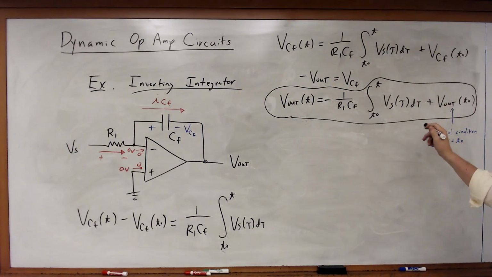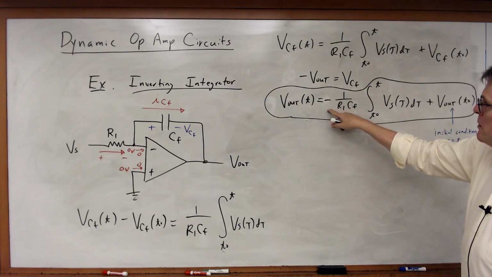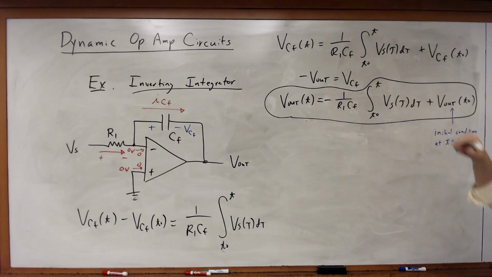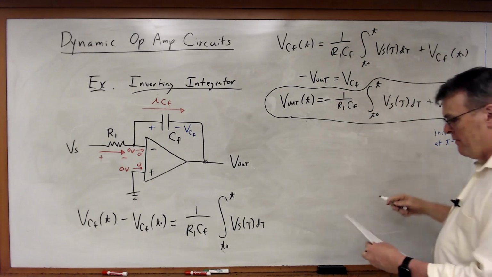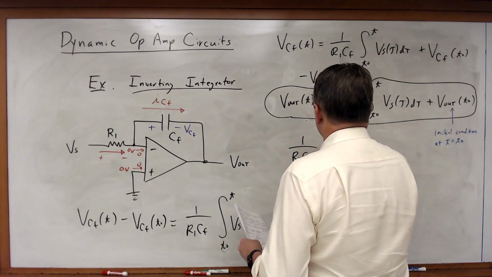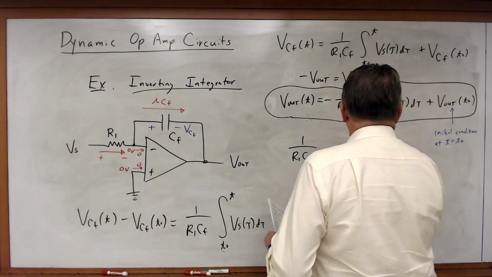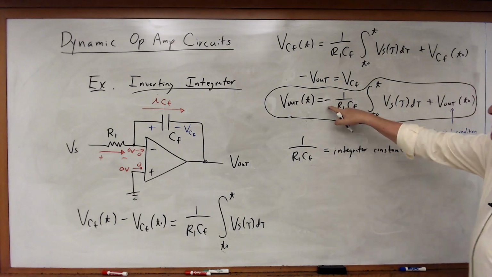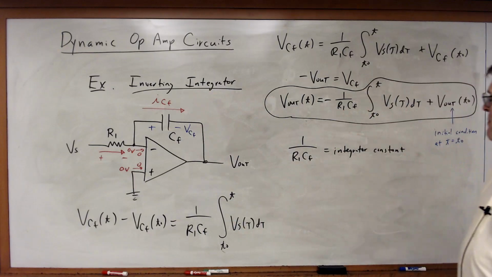And then looking at this, what I see is the output voltage is simply equal to minus 1 over R1 CF times the integral of the input voltage. So I've got a minus, and 1 over R1 CF. We call this the integrator constant. And because of the minus sign, it's an inverting integrator, hence the name.